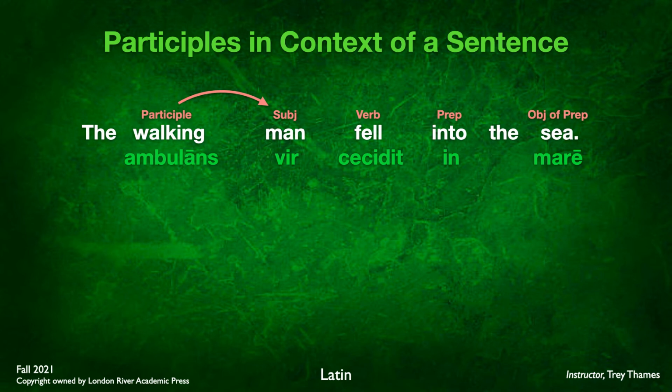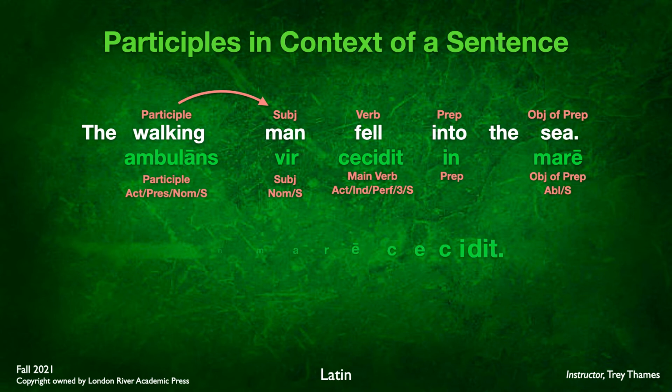So ambulans is going to be the active present participle. And we're going to be using the nominative masculine singular ending. So it's ambulans. Ambulans vir cecidit in mare. Vir, again, of course, is the subject. Then we've got your main verb, cecidit, active indicative, perfect third person singular, your preposition in, and your ablative singular, the object of the preposition, mare. So here we have the active present nominative singular participle. And that translation straight out in Latin would be vir ambulans in mare cecidit.